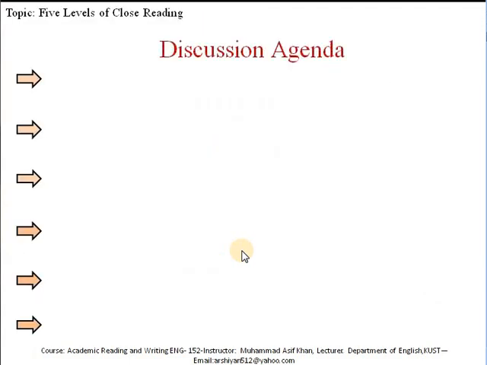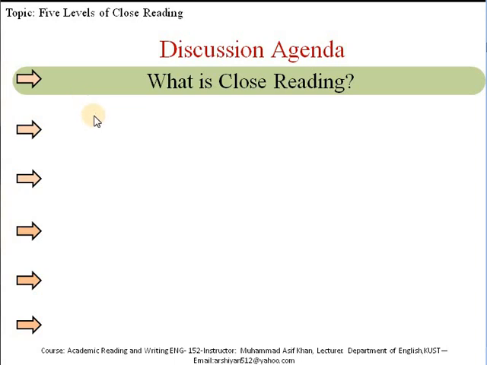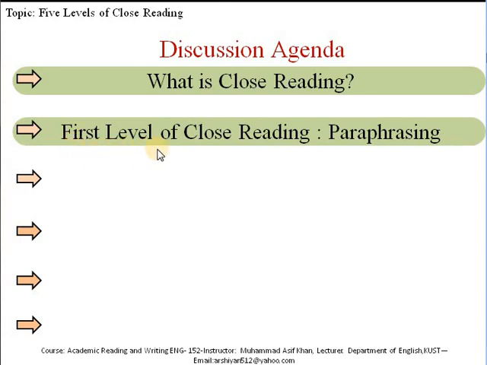The topic of today's lecture is 5 levels of close reading. The discussion agenda for this class is that I will start my lecture with a question: what is close reading? And after discussing this question, how close reading is different from unproductive or passive reading, and how we can make our reading active and how we can do close reading. Then we will move towards the main area of today's lecture, and that is 5 levels of close reading. We will see how these 5 levels help a reader to analyze a text and discern some deeper meanings that are presented in the very text that we are reading.